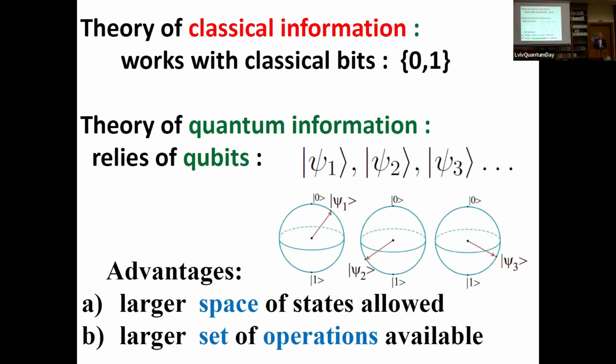So we know what classical information theory is. Classical information works with classical bits. So what is quantum information? More or less the same, but we work with qubits.